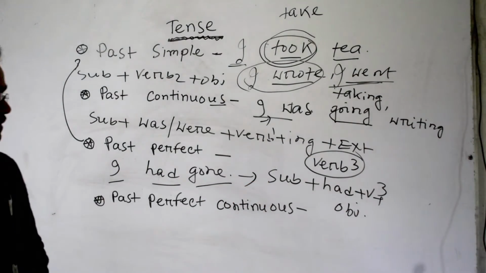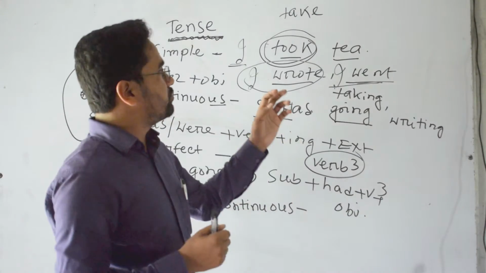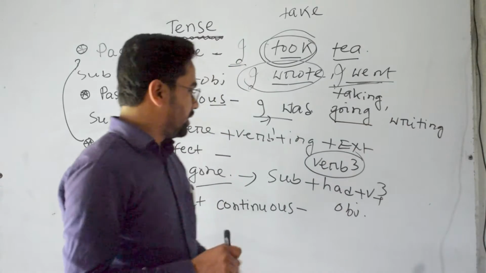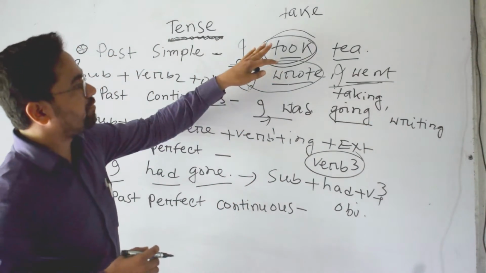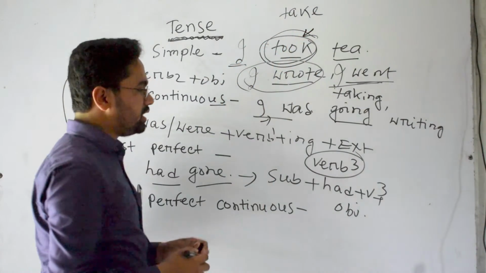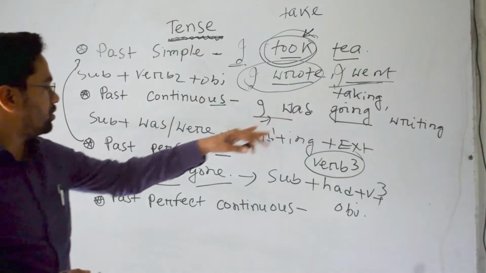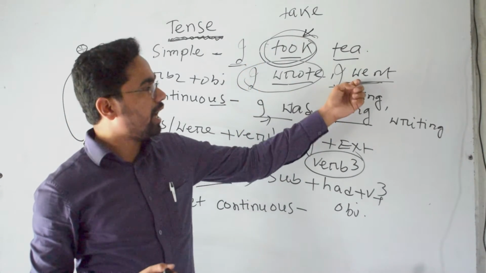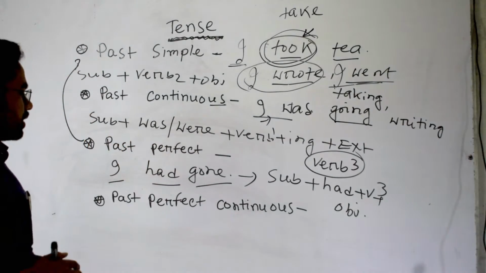In past perfect tense, if you want to make other examples, use the verbs took, wrote, and also went, which I have written on the board. Took will become taken in this tense, and went will become gone. I mean, I had taken and I had gone, if you want to make a sentence in this tense.